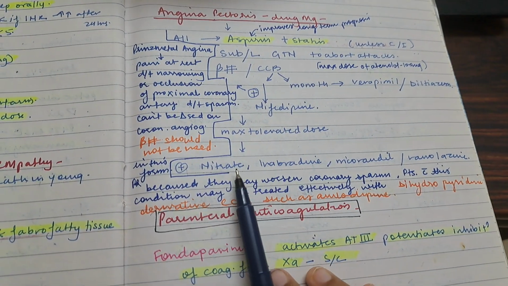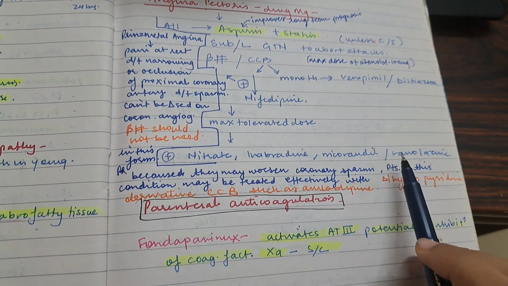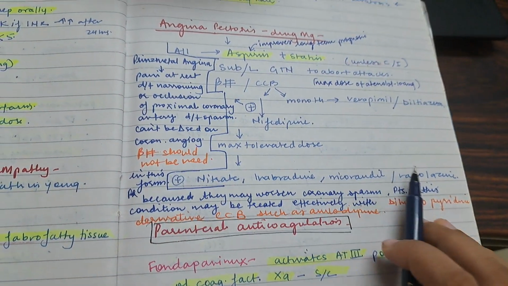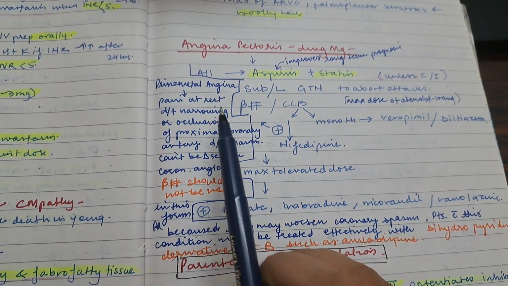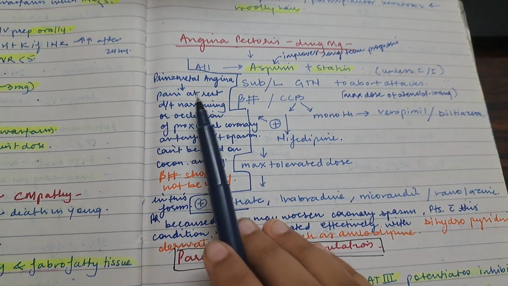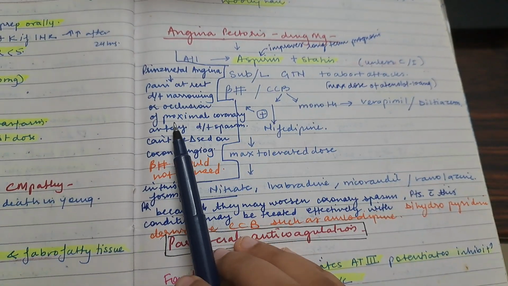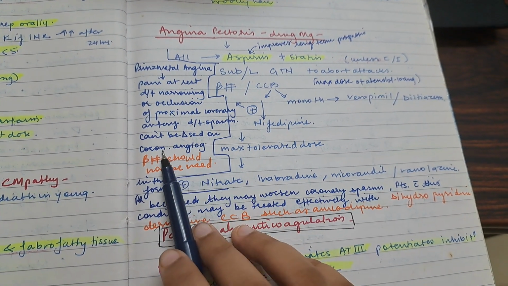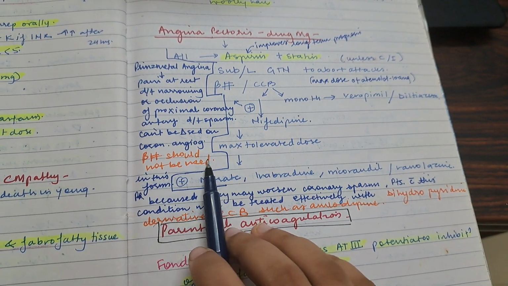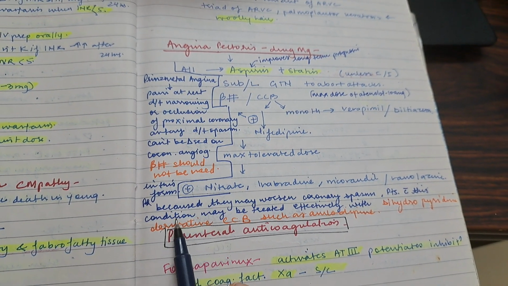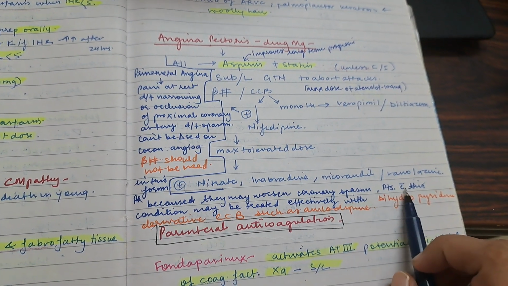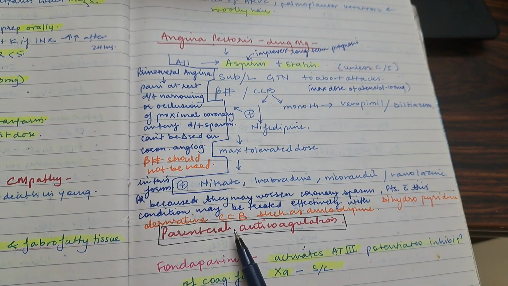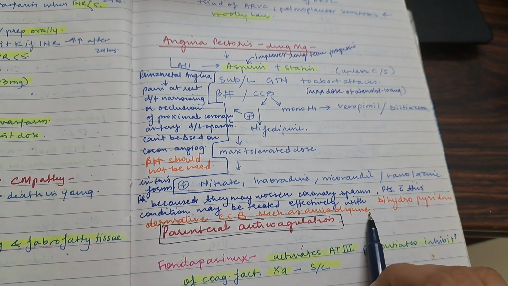If these are insufficient, then you can add on nitrates, ivabradine, nicorandil and ranolazine as per the patient's needs. Now in Prinzmetal angina, there is pain at rest due to narrowing or occlusion of the proximal coronary artery due to spasm, and this can't be diagnosed on coronary angiography. So beta blockers should not be used in this form because they may worsen the coronary spasm. Patients with this condition may be treated effectively with a dihydropyridine derivative CCB such as amlodipine.